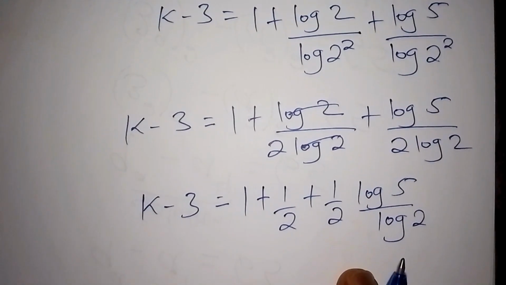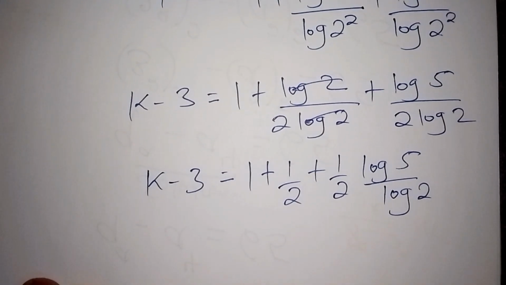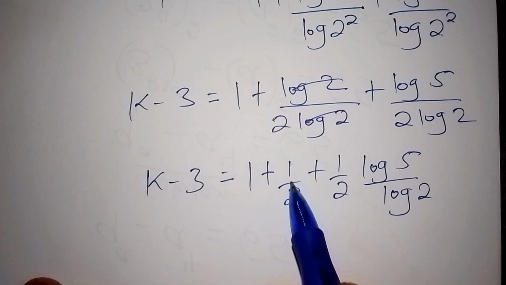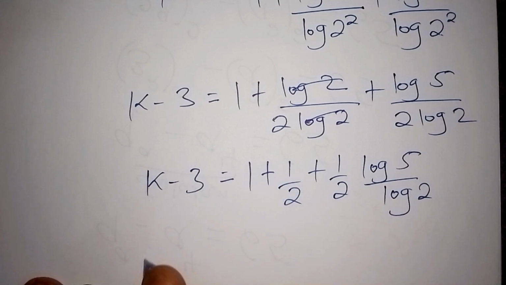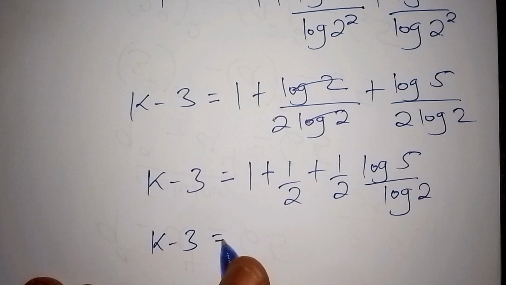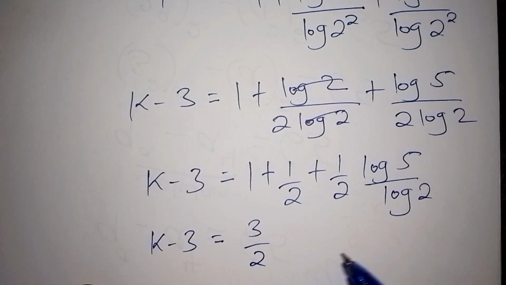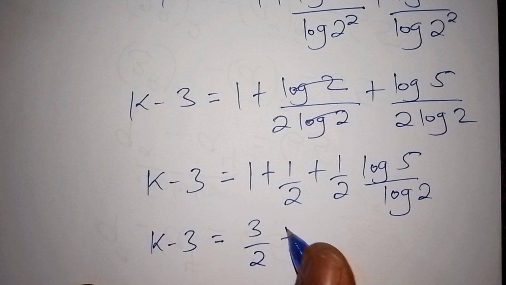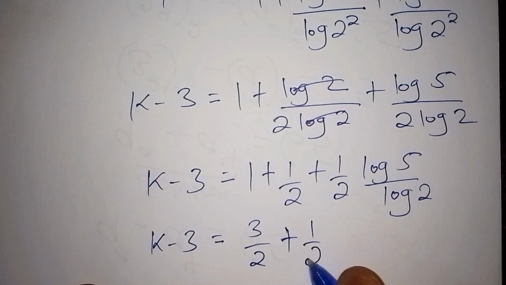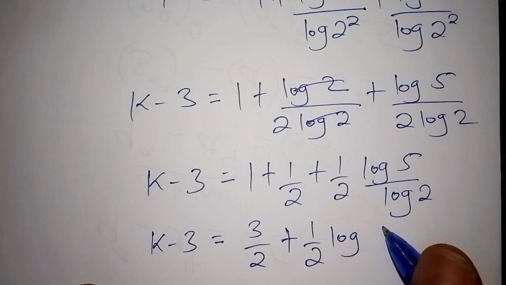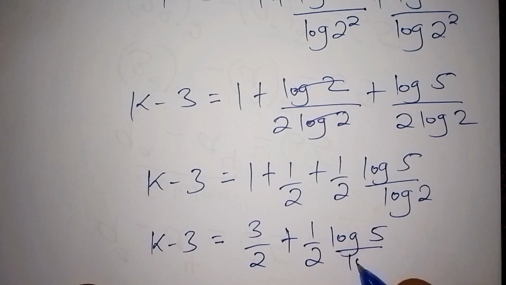So at this stage we are just about to complete it, so we shall now work it out by saying that 1 plus 1 over 2 is 3 over 2, so k minus 3 is equal to, so this is 3 over 2, then plus a half the log of 5 all over the log of 2.